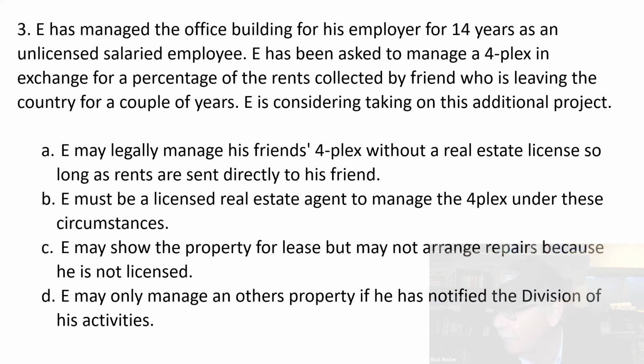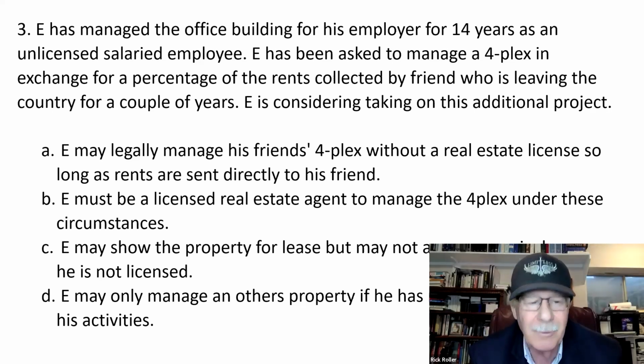D, E may only manage others' properties if he has notified the division of his activities. Okay, I'm not a licensed E, but I probably should be, but I'm going to manage this for my friend. I'm showing up and telling you what I'm doing, that's wrong. Just because you're doing that isn't going to work. All right, so we could throw out D, and then we've got the other 2, A and B, where one would eliminate the other. It's probably one of those, huh?